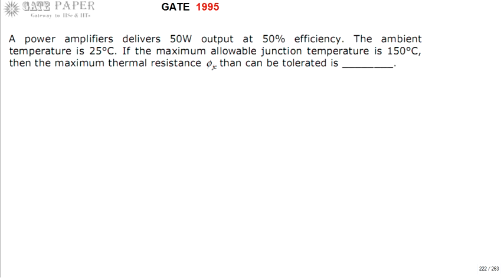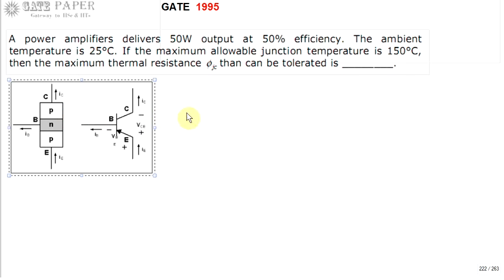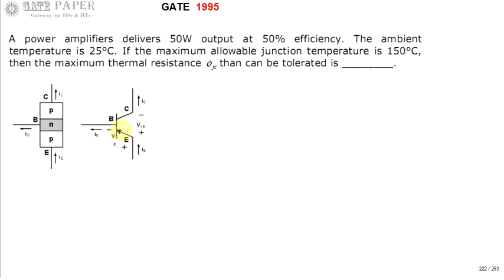Every transistor consists of two junctions. This is the symbol of a PNP transistor. PNP means the collector is P type, the emitter is P type, and the base is N type. There is a junction between collector and base, that is JC, and one more junction between emitter and base, that is JE. Across those two junctions the power is dissipated. The total power dissipated in the transistor is going to be PQ.